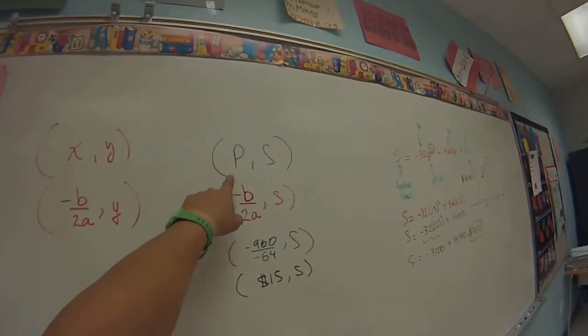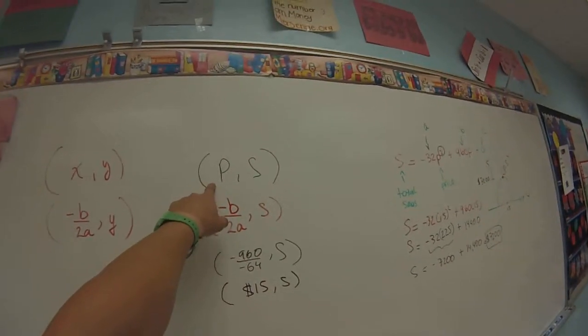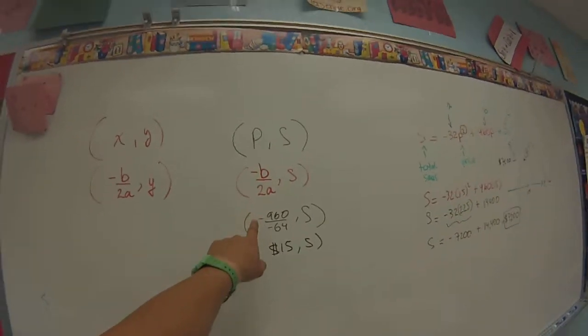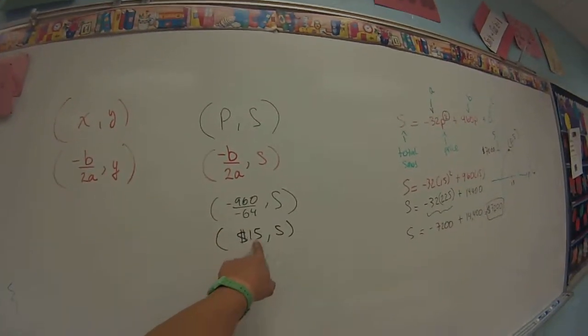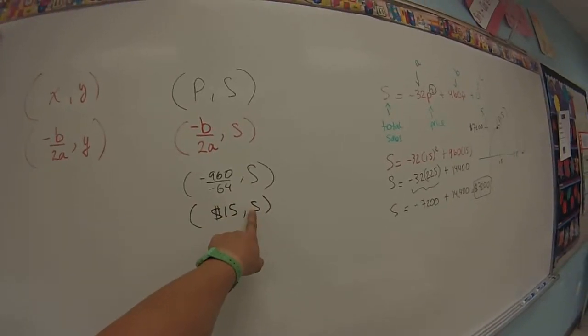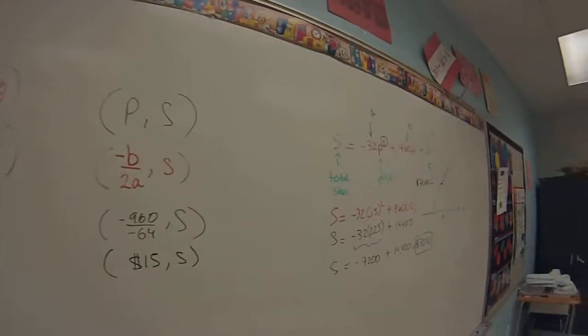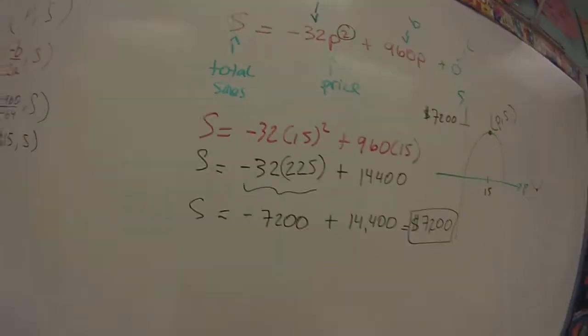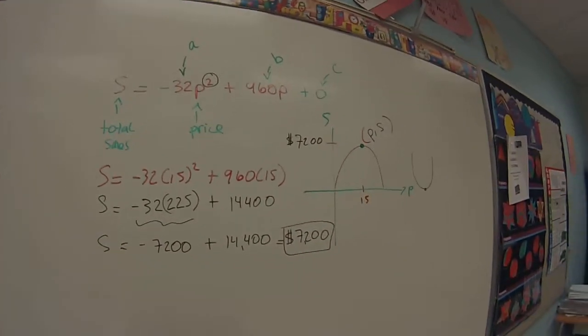In here we found the p-coordinate, because we're using p for price, the p-coordinate of the vertex, and we were able to get 15. And after that, we were able to find the s-coordinate of the vertex, which represents the total sales, and we found that the total sales for the toy is $7,200.